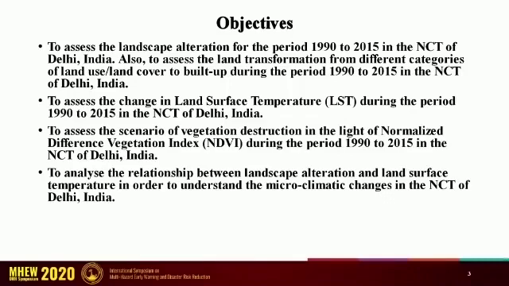The second objective is to assess the change in land surface temperature during the period 1990 to 2015 in the NCT of Delhi, India. The third objective is to assess the scenario of vegetation destruction in the light of the normalized difference vegetation index during the period 1990 to 2015. And the last objective is to analyze the relationship between landscape alteration and land surface temperature in order to understand the microclimatic changes in the NCT of Delhi, India.